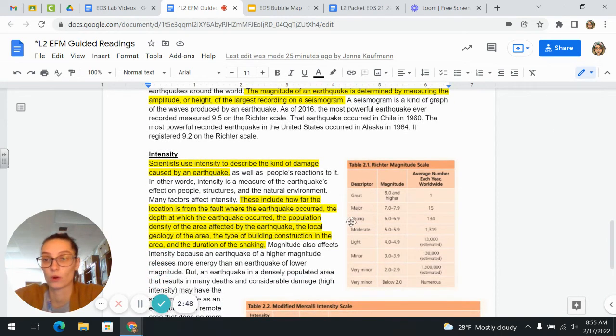And you can also see a photo here with the table describing the Richter scale and the intensity levels of it as it goes up to a higher number.